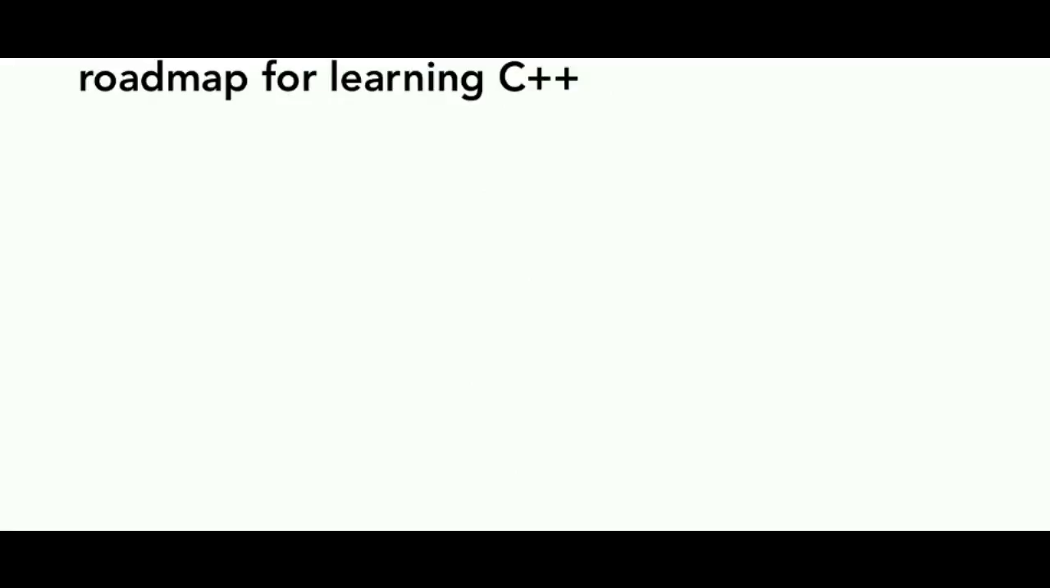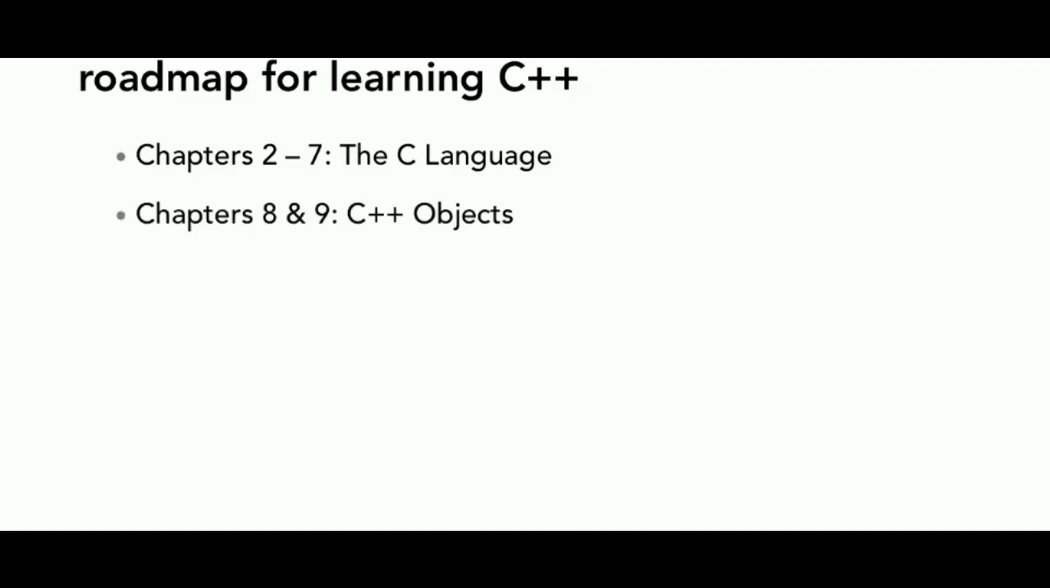On the other hand, C++ is a big subject, and you may want to skip around some. Here's an overview of what is covered and where. Chapters 2 through 7 cover the C language. C provides all the basic syntax for C++, so this is a vital foundation for learning C++. Chapters 8 and 9 cover the object interface for C++.